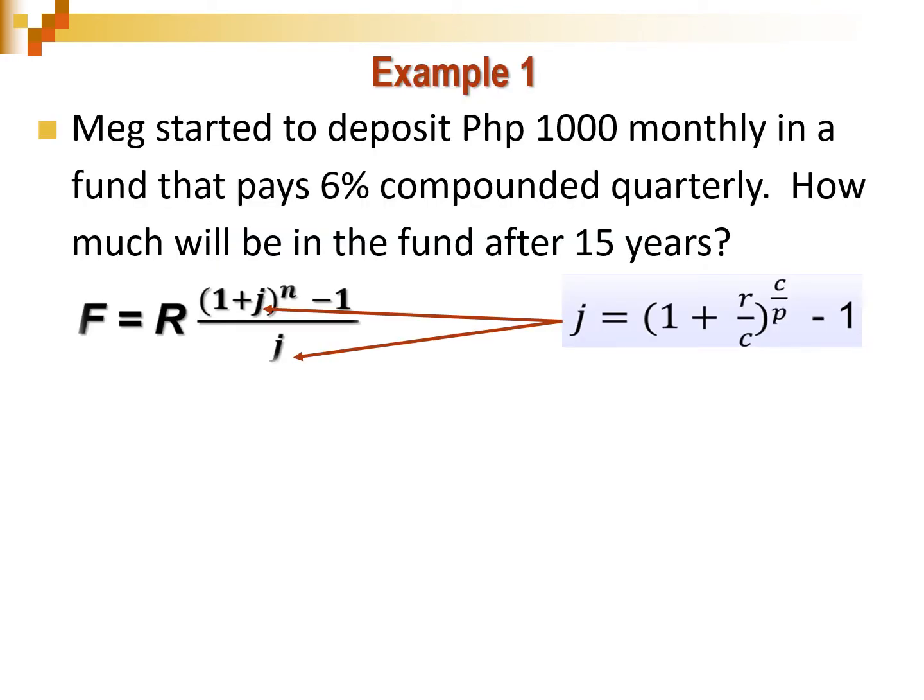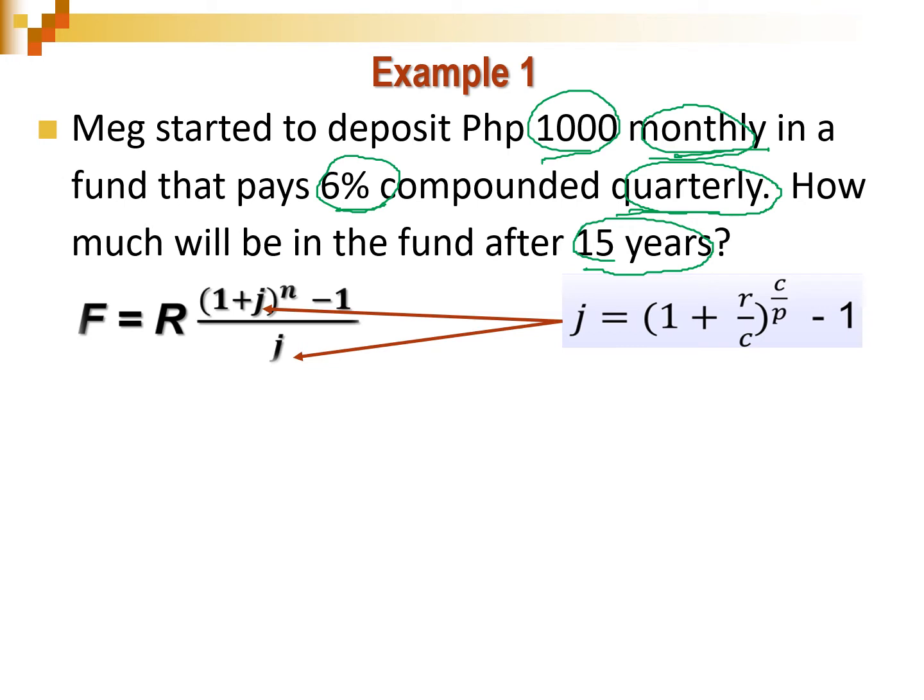Example number 1 for general annuity looking for future value. Meg started to deposit 1,000 monthly in a fund that pays 6% compounded quarterly. How much will be in the fund after 15 years? So this is an example of general annuity because the payment interval is monthly and the compounding interval is quarterly. Different types of interval, monthly and quarterly. So this problem is really general annuity.